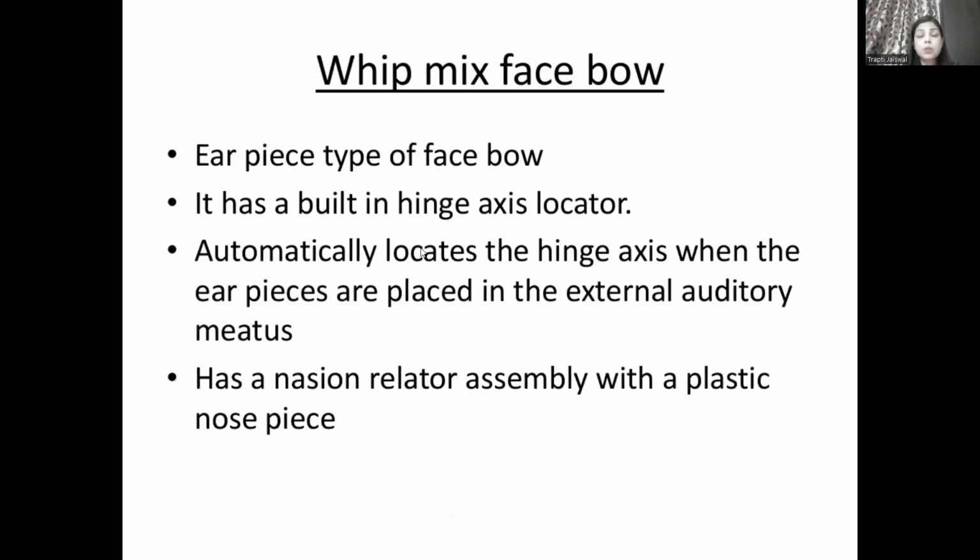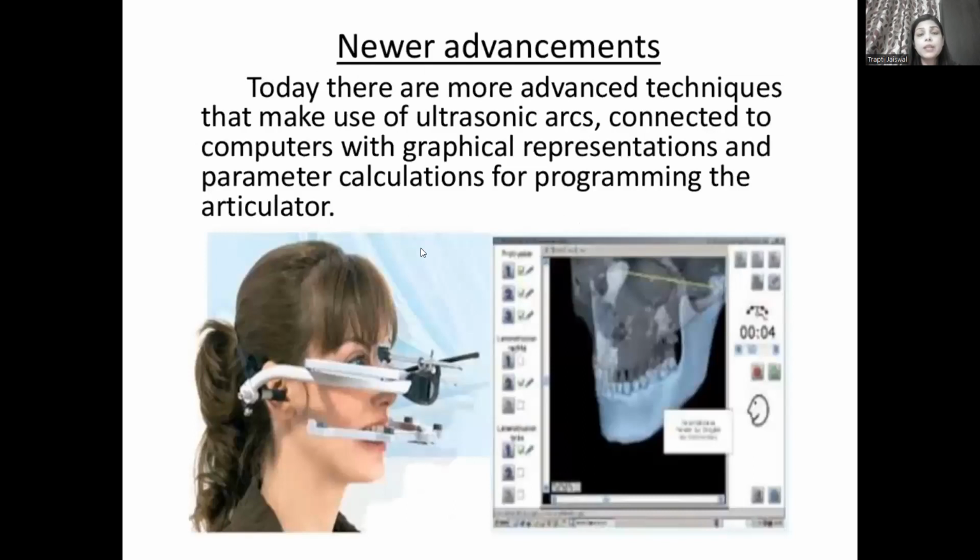The Whip Mix facebow is also another arbitrary earpiece type. It has a built-in hinge axis locator and automatically locates the hinge axis when the earpieces are placed in the external auditory meatus. It has an nasion relator assembly with a plastic nose piece, using the nasion as the anterior reference point. There are also newer, more advanced techniques which make use of ultrasonic arcs connected to computers with graphical representations and parameter calculations for programming the articulator.